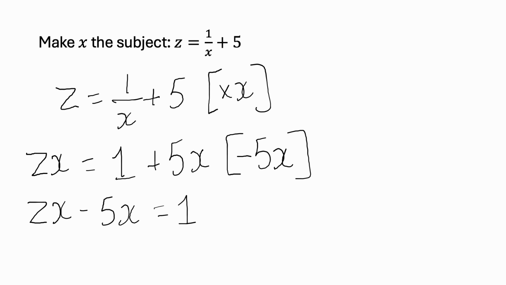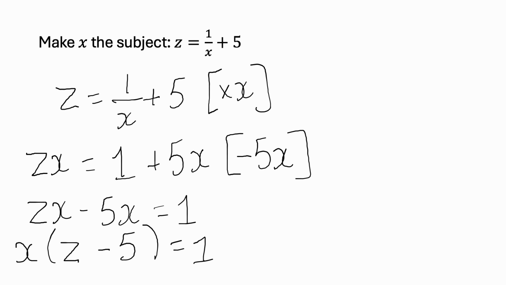And then now we're going to look at the left-hand side. We are essentially going to factorize here. So in order to factorize, we work out what our highest common factor is, so essentially what they have in common with each other. zx and negative 5x have an x in common with each other. So that's going to be on the outside. X times by z makes zx, and x times by negative 5 makes negative 5x.